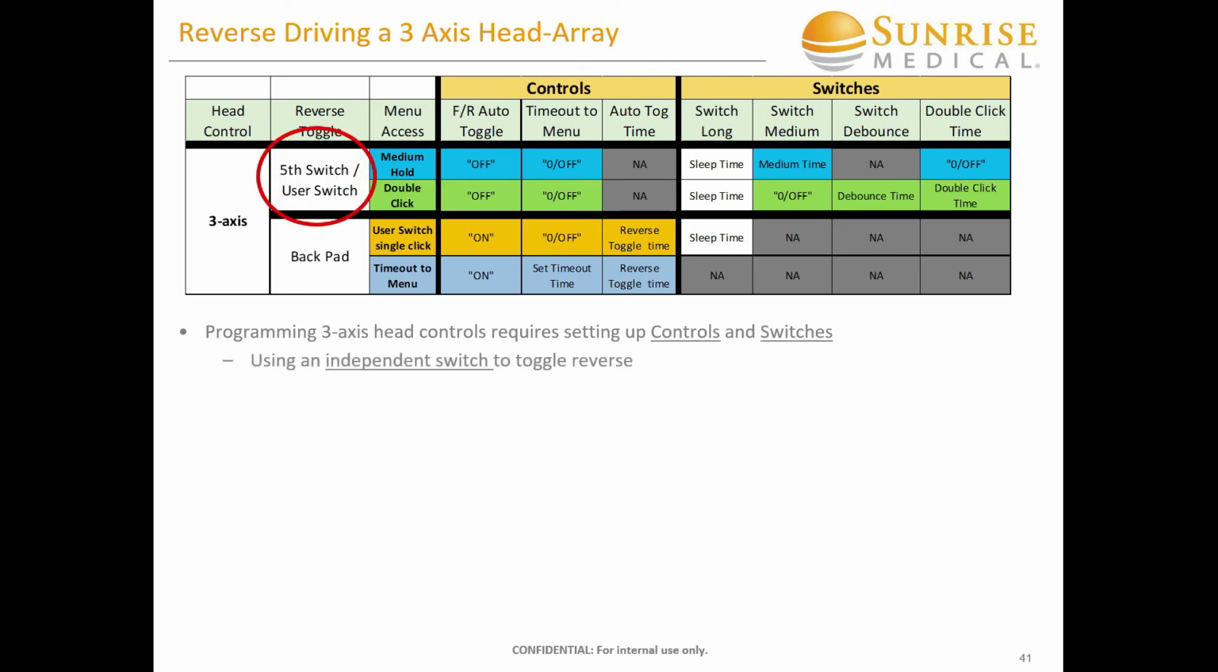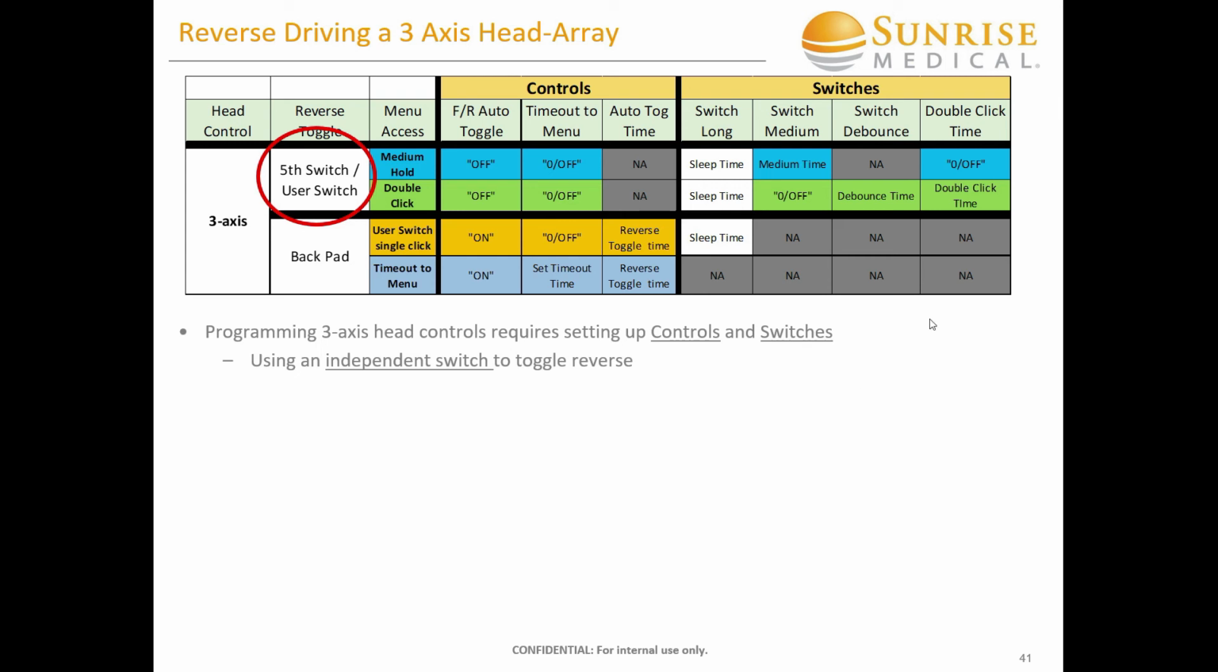So the first thing we're going to do is say, okay, if we want to use the 5th switch or a user switch to toggle the head control. Again, I'm talking about a 3-axis head control, and it could be either a switch or a proportional head control, but it only has 3 axes. So how am I going to toggle that reverse so that the pad in the rear is going to allow me to drive in reverse?